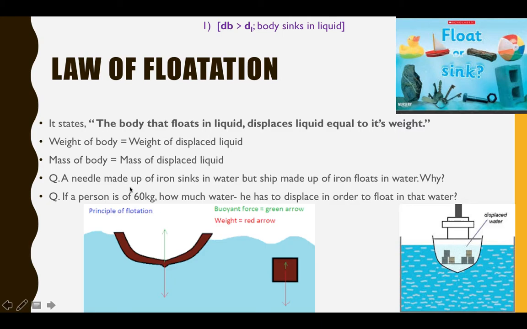Similarly, there is another question. If a person is of 60 kg, how much water does he have to displace in order to float in that water? As we discussed, to float in water, the weight of the body must be equal to the weight of the displaced liquid. So since the weight of that person is 60 kg, if he has to float, then he has to displace water equal to his weight. That means he has to displace 60 kg of water to float in that water.